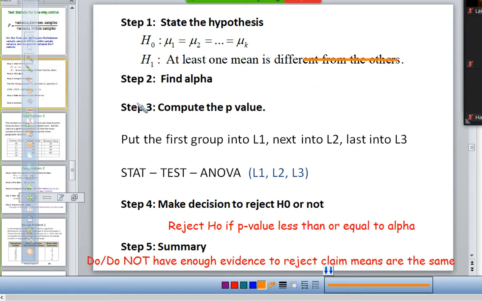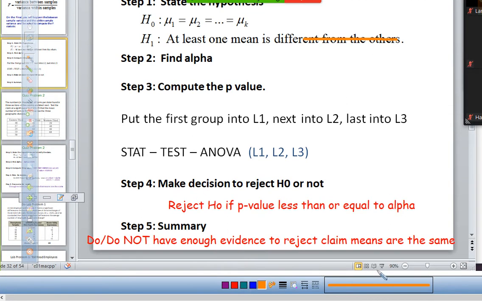Step 3, compute the p-value. Put one group into L1, the next into L2, the next one into L3, however many groups you have, and then do stat test ANOVA of L1, L2, L3, L4, however many groups you have. It's going to give you a p-value. You're going to reject H0 if the p-value is less than or equal to alpha, and either you will or will not have enough evidence to reject the claim the means are the same. That's it. Super, super straightforward.